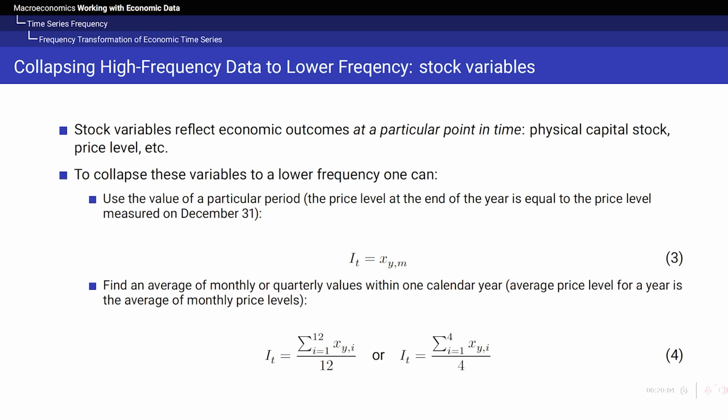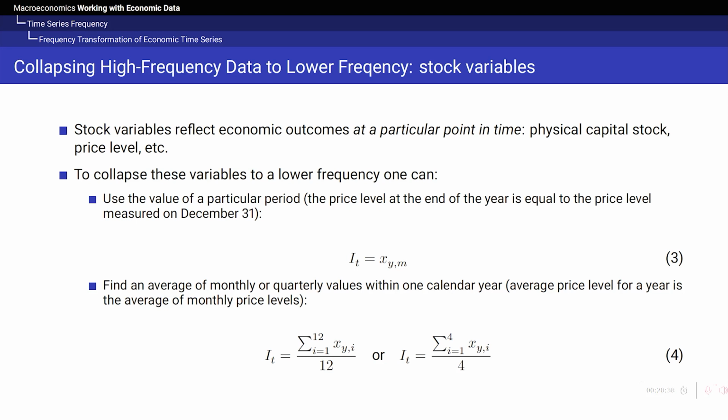Instead, to convert monthly stock variables to yearly, one has to just take the measurement made at the end of each respective year, for example on December 31st. Alternatively, the average can be calculated. Keep in mind that these two operations have different interpretations. In the first case, it will be the end of year value of money stock, while in the second case, it's the average money stock in the whole economy over the whole year.